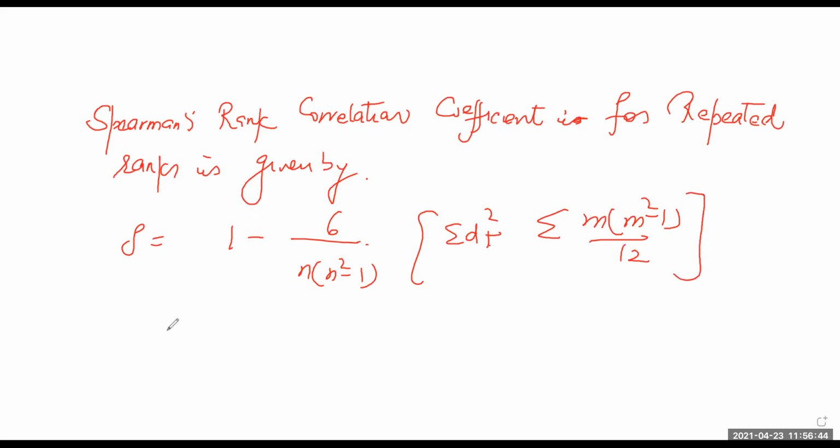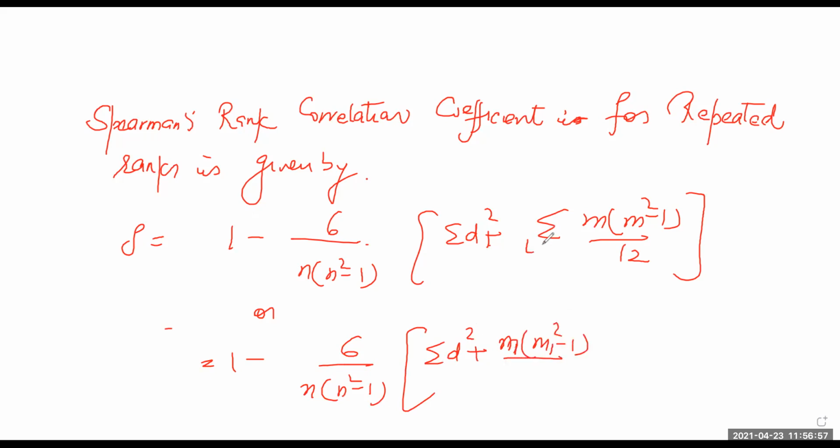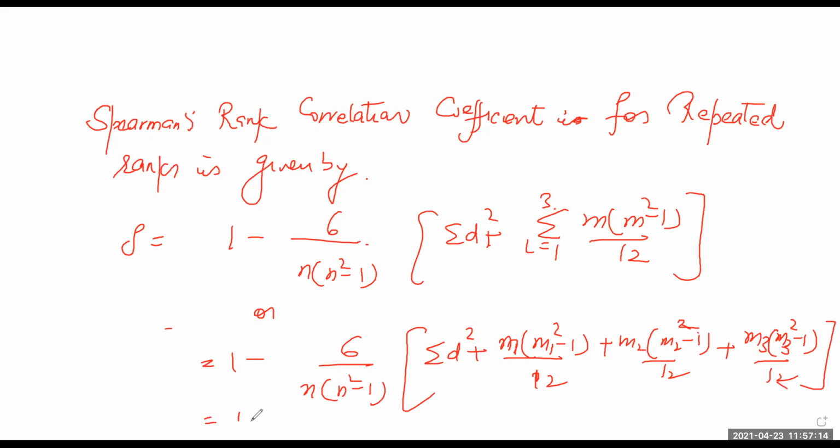That is one way, or you can write it like this: 1 minus 6 n into n square. How many times have you taken m? 3 times. This is m1 into m1 square minus 1. Here i running from 1 to 3, take it if you like, okay? Divided by 12 plus m2 square minus 1 divided by 12 plus m3 into m3 square minus 1 divided by 12, right?